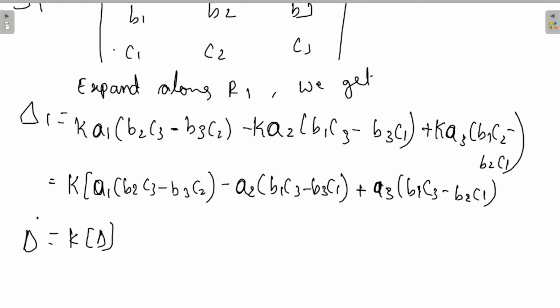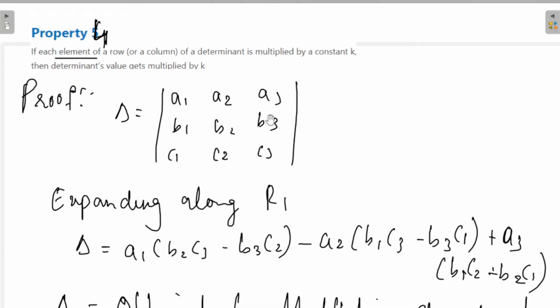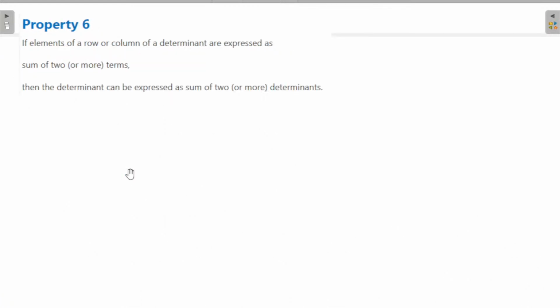Now this becomes k into delta. So this is what delta 1 is. So delta 1 is equal to what? k into delta. This is the required value. As usual the value of determinant gets multiplied by constant k. I think it's very simple. These first four are very simple. I think you are able to understand all the four easily. Next, coming to the fifth property. Fifth and sixth property.